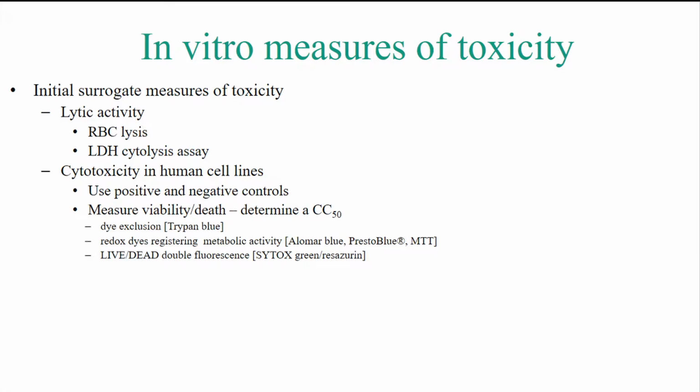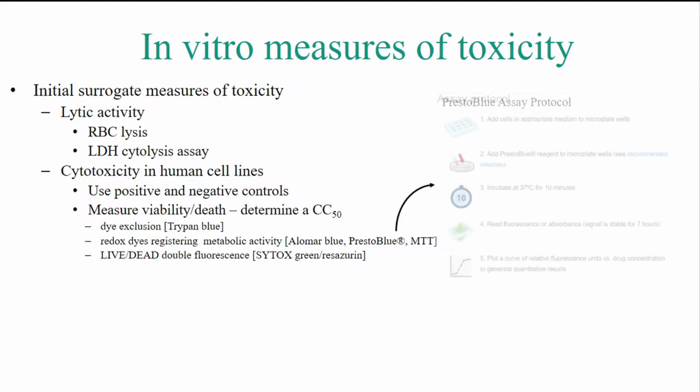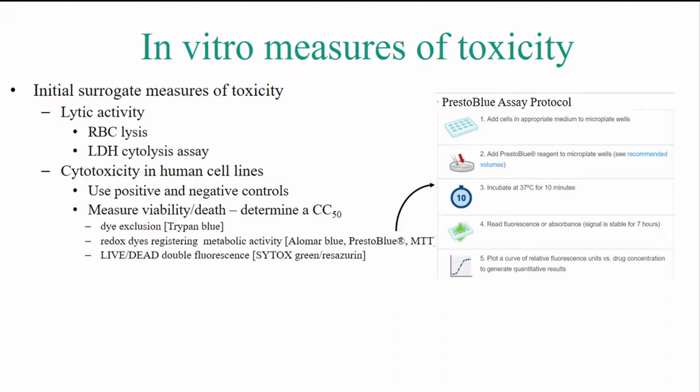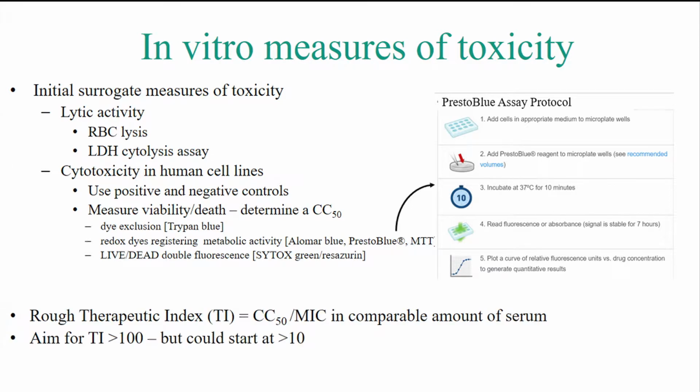Right, so in vitro measures of tox, very simply, you look for lytic activity. Does it hit membranes? Does it lyse cells? This is red blood cell lysis, lactate dehydrogenase cytolysis assays, or cytotoxicity in human cell lines, which is standardly done. You can obviously use controls. You measure viability. You do it in a variety of ways, redox dyes, live dead dyes. This is one called Presto Blue, and that's just a methodology for testing whether the cells are dead after treatment.